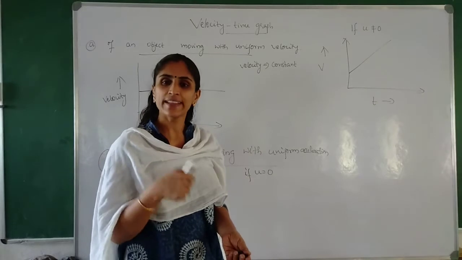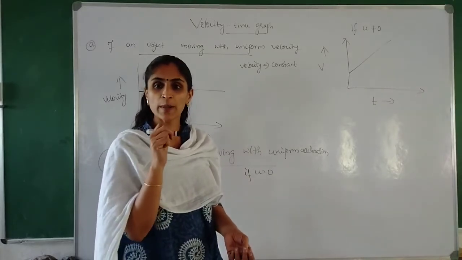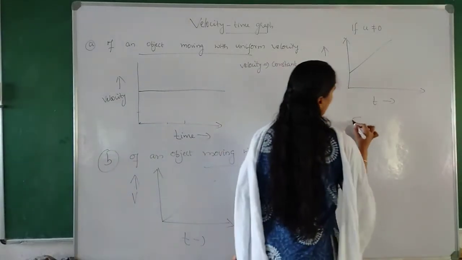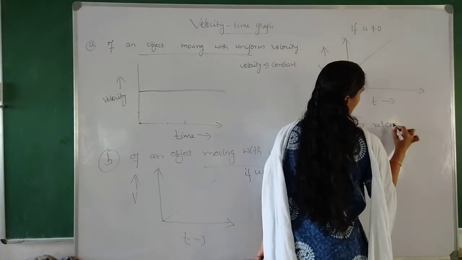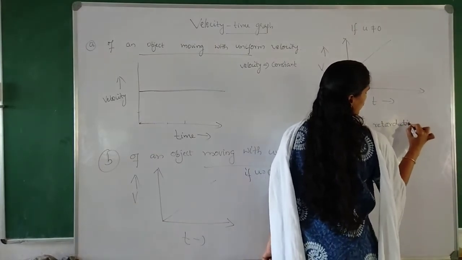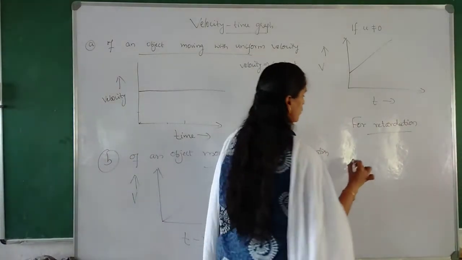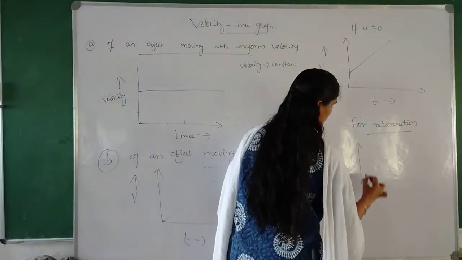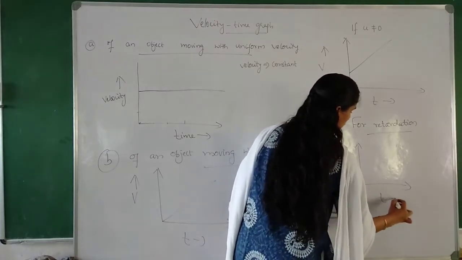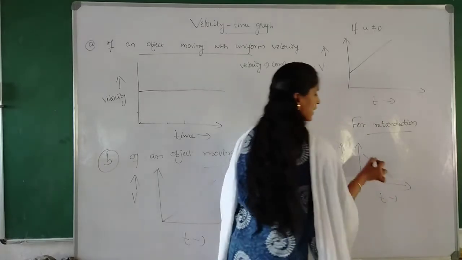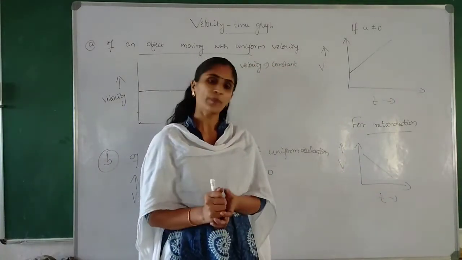And if it is negative acceleration or retardation, what will be the graph? Velocity should decrease, no? So for retardation, meaning negative acceleration, what will be the velocity time graph? Velocity we are plotting here, time we are plotting here, the velocity will be gradually decreasing. Okay, so that corresponds to retardation.